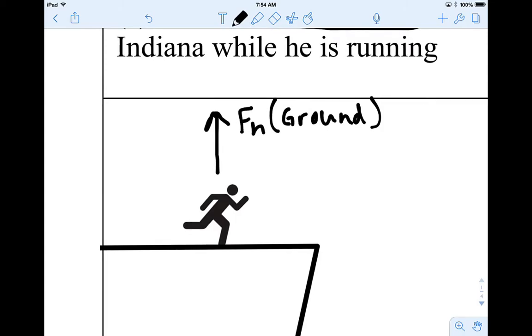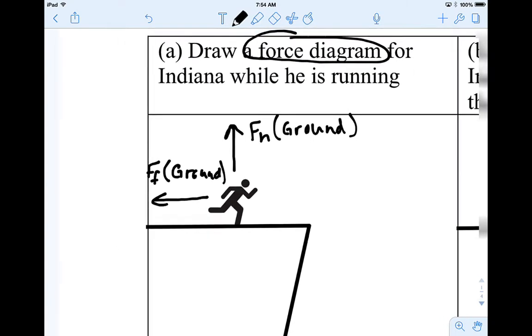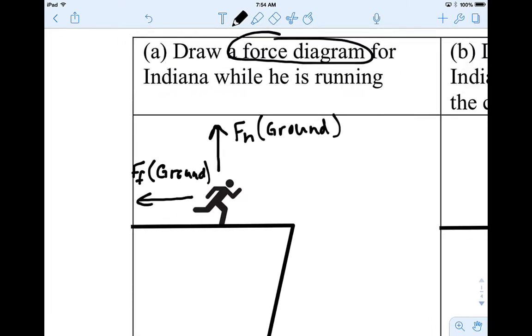Now he's also got friction acting on him from the ground, because we know that anytime there's motion, there's also friction resisting that motion. So if he's moving, there's got to be friction working against him. Those are our touch forces. The ground is the only thing touching Indiana, so those are the only forces acting on him from touch.